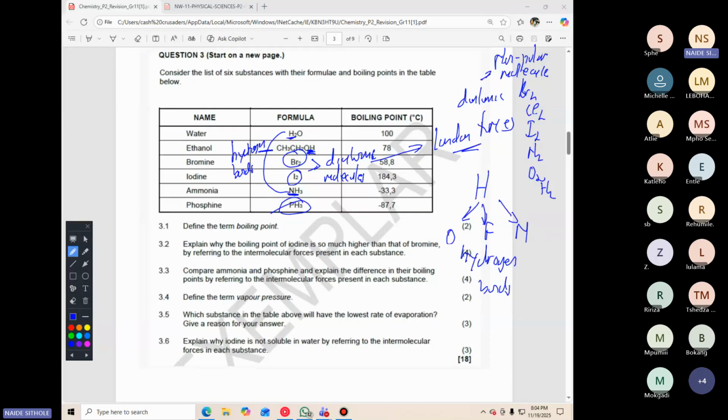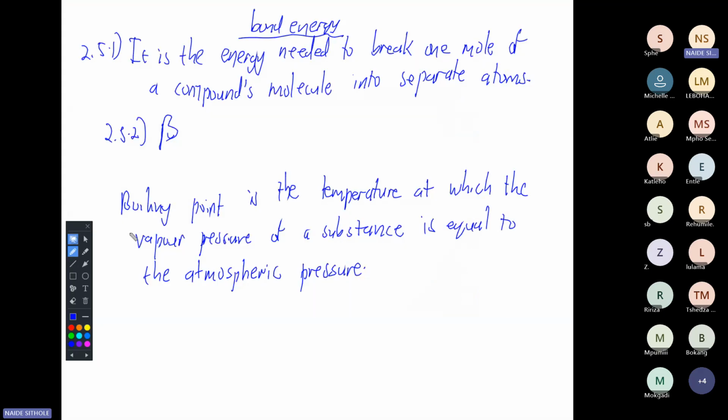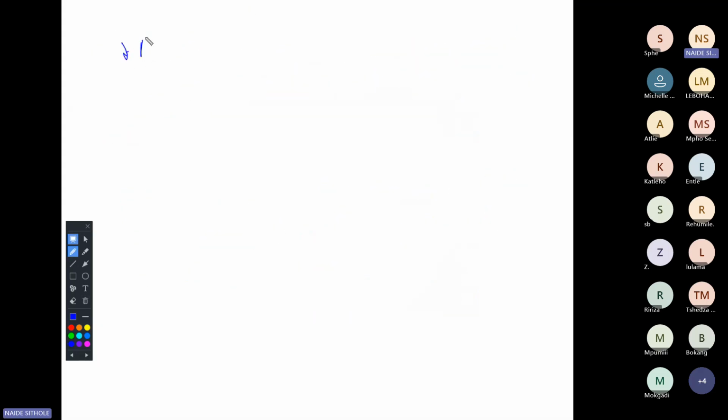Then explain why the boiling point of iodine is so much higher than that of bromine by referring to the intermolecular forces present in each substance. Now, this is how we go about it. We're going to say both Br2 and I2 have London forces.